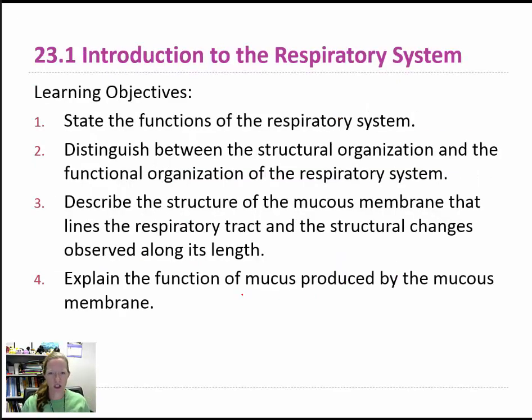The first section that we're going to take a look at is just introducing the respiratory system. I felt like I just did that, right? But we're going to state general functions. We looked at one big function; we'll take a look at some other functions. Then we're going to take a look at the different organs involved in the respiratory system. We'll also take a look at the two types of organization that we have. We'll look at the mucous membrane and how it changes as we go throughout the respiratory system. And then we'll take a look at the mucus produced by that mucous membrane.